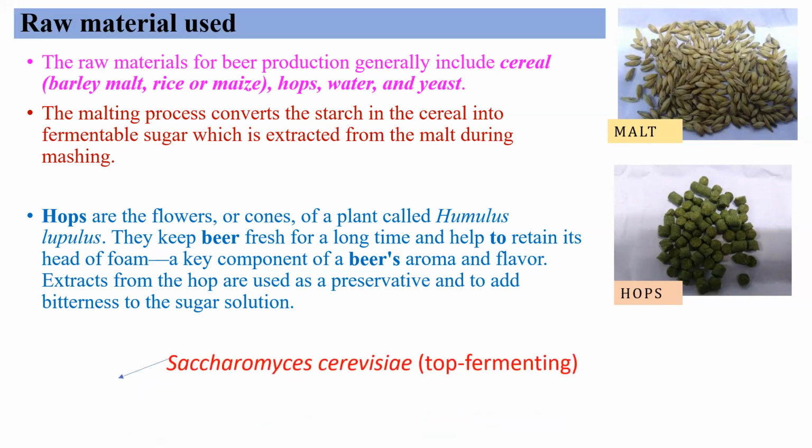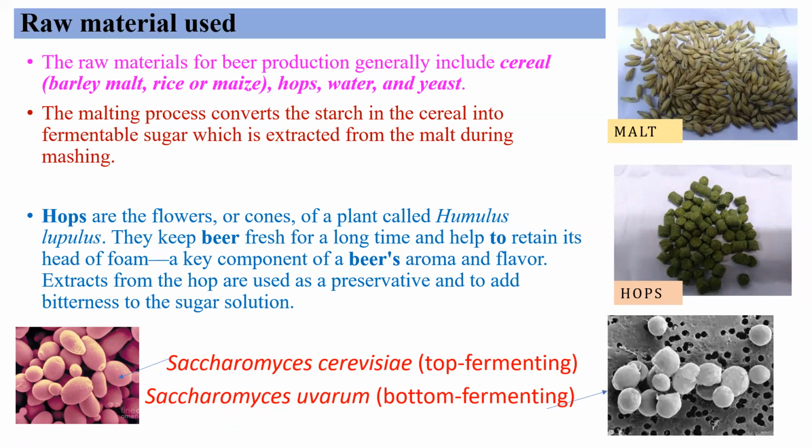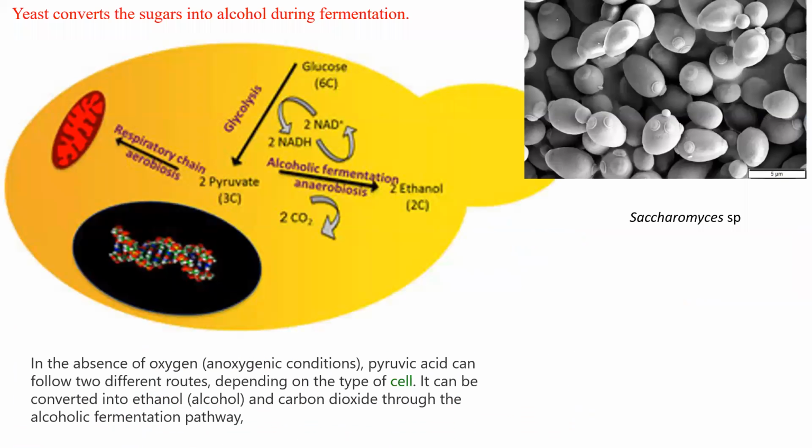And finally, the key role is played by the yeast. The two main yeasts are Saccharomyces cerevisiae, that is the top fermenting one, and Saccharomyces uvarum, that is the bottom fermenting yeast. Yeast converts the sugars into alcohols during fermentation. In the absence of oxygen, we can see the pyruvate formed from glucose through glycolysis can follow two different pathways. And depending on the type of cell, it can be converted into ethanol and carbon dioxide through the alcoholic fermentation pathway.